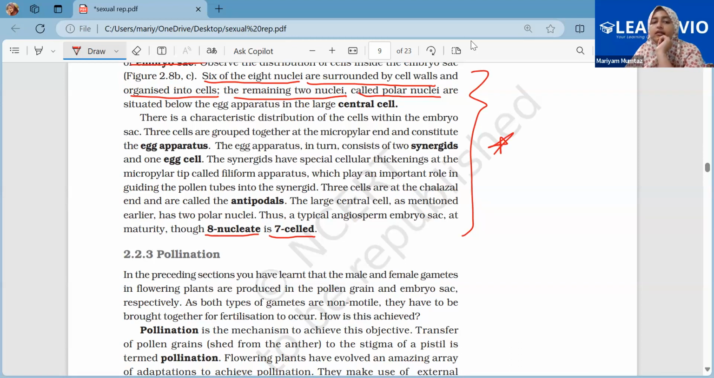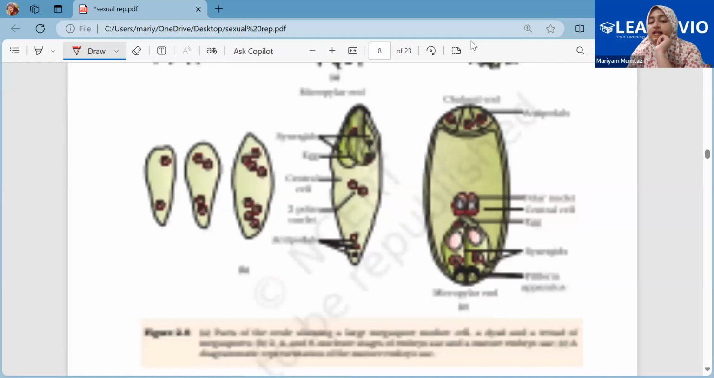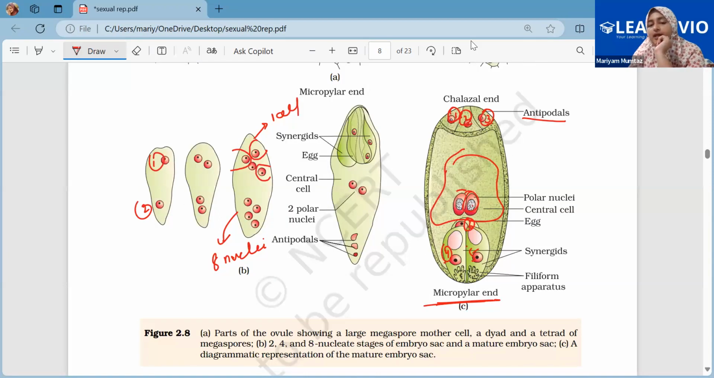Now, how will they ask a question from this? They may ask why the embryo sac is eight nucleated and seven celled. Then you have to explain why it is eight nucleated and seven celled, with diagrams. You can draw the diagram, it will give you bonus points. And if you explain it nicely and draw the diagram, you get full marks.